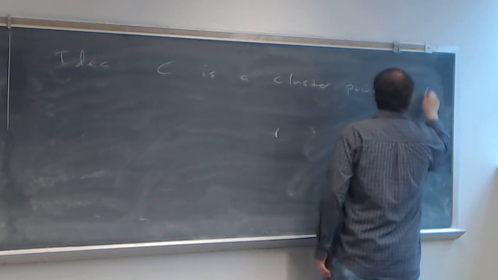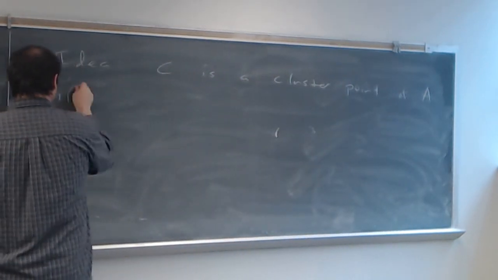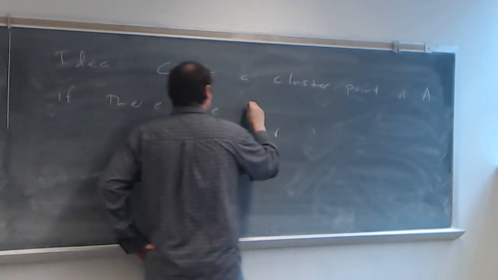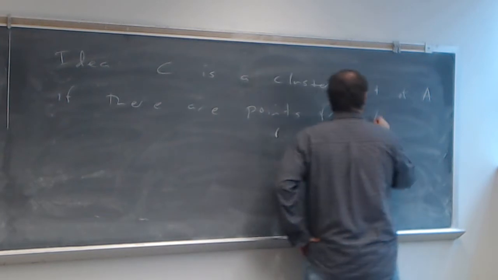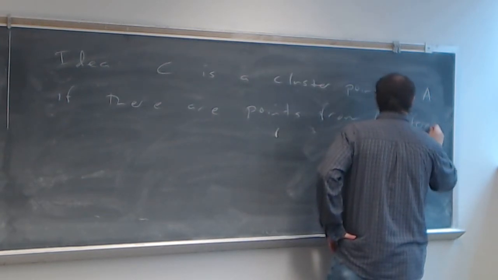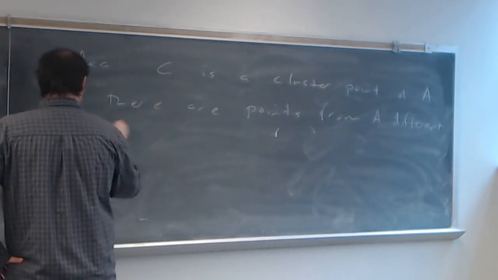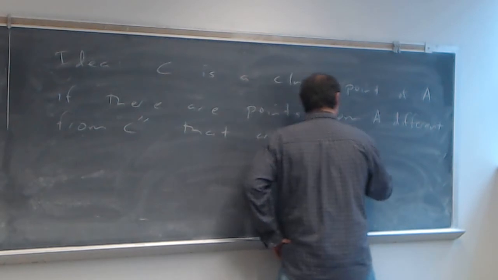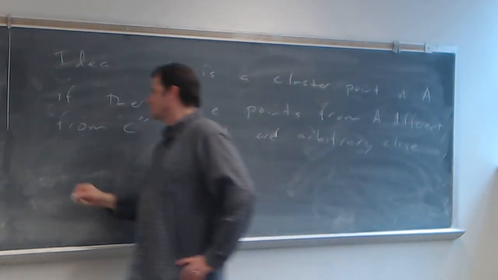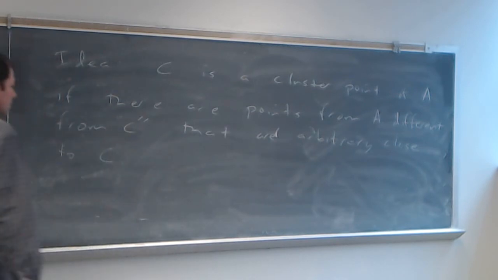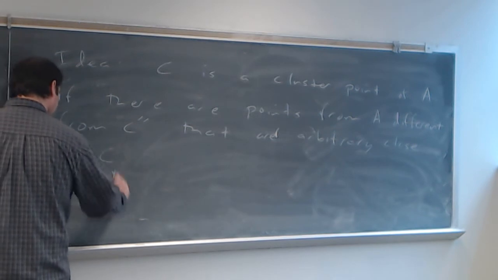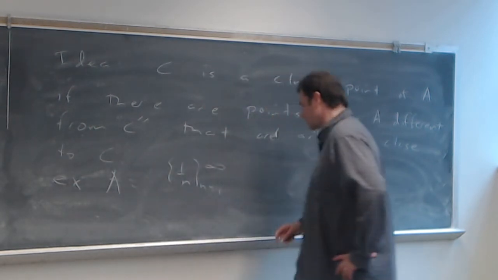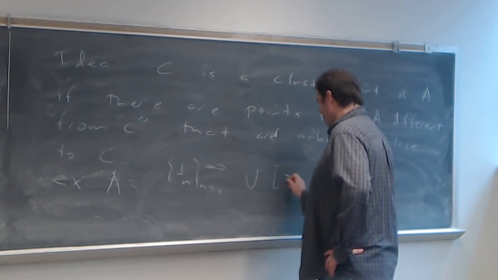If there are points of A different from C that are arbitrarily close to C. Let's look at an example. Here, I'm going to let A be this set. I'm going to let it be the set 1 over n, n running from 1 to infinity, union, let's say, 3 to 5.